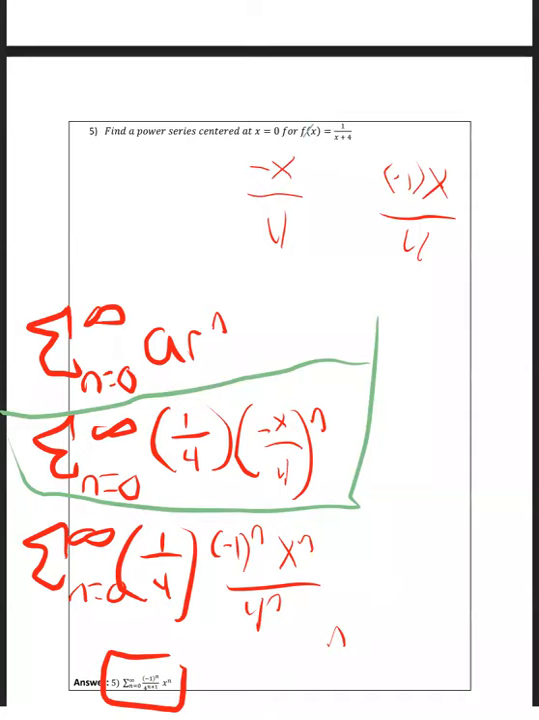Okay. But at this point, you can literally just simplify this to the answer we currently have. Just multiply the numerators times the denominators. So 1 times this, you're left with -1 to the n times x to the n. 4 times 4 to the n is 4 to the n plus 1 because you're adding the exponents. And that's the answer. Does that make sense, Julia?